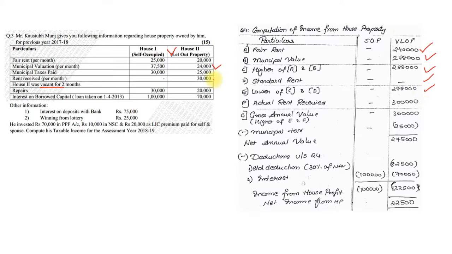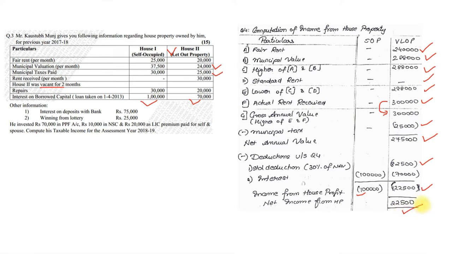Actual rent received was 30,000. 2 months vacant, so into 10 comes to 3 lakhs. Under VLOP, the rule is whatever is actual will become your GAV. Less municipal tax 25,000, so 2,75,000 is the NAV. 30% of that will become your standard deduction. Now interest on borrowed capital 1 lakh 70, we take that and minus it. Under SOP, net income is negative 1 lakh, and under VLOP it is 1 lakh 22,500. So the net income from house property will be 1 lakh 22,500 minus 1 lakh, which comes to 22,500.